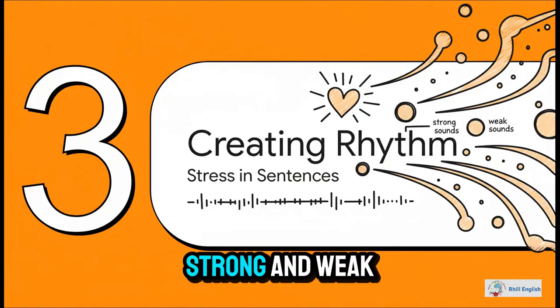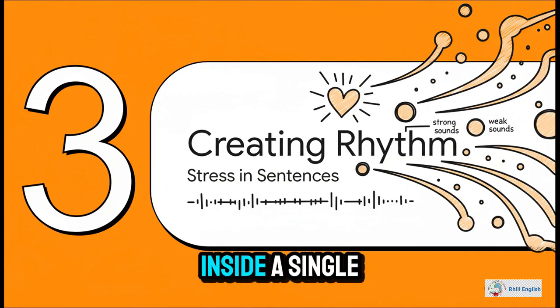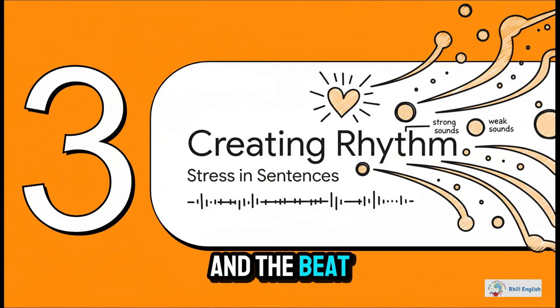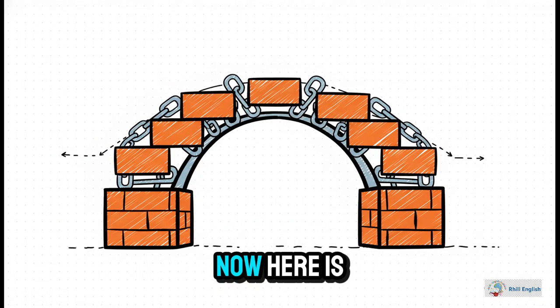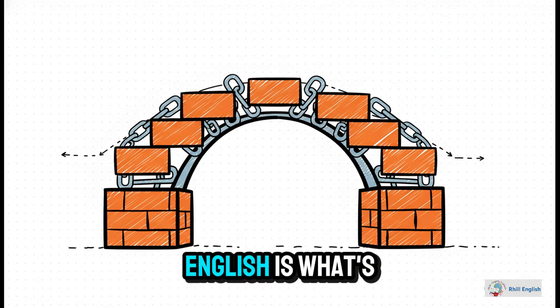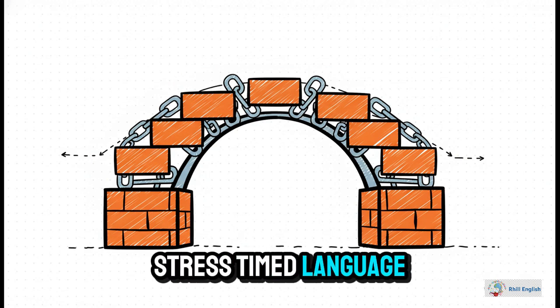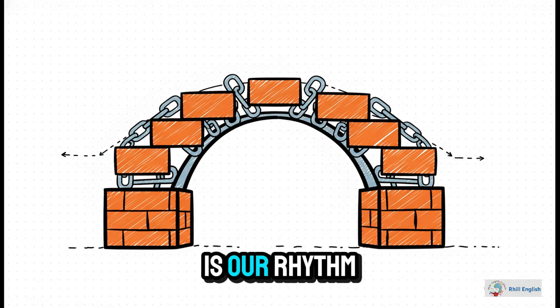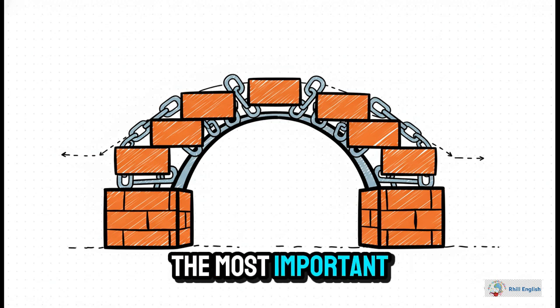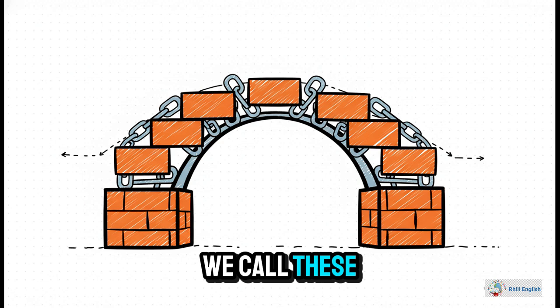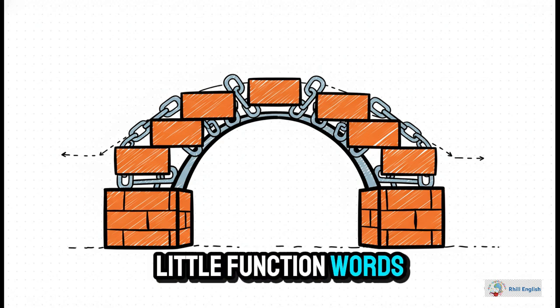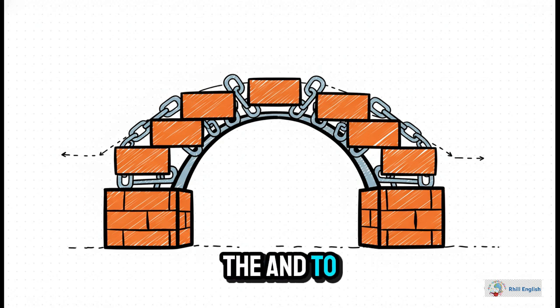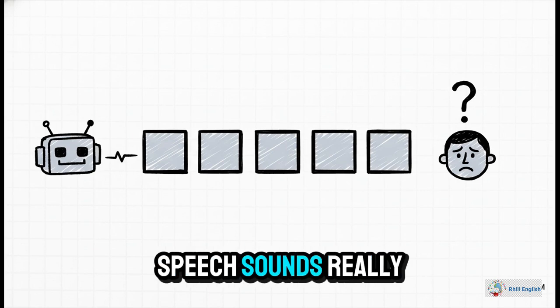Okay, so this idea of strong and weak sounds doesn't just happen inside a single word. It actually scales up to create the entire rhythm and the beat of an English sentence. Now, here is a really crucial point. English is what's known as a stress-timed language. What that means is our rhythm comes from stressing the most important words in a sentence. We call these content words, the ones that carry the meaning, like nouns and verbs. And all the little function words, like the, and to, they just get squeezed and unstressed. If we don't follow this rule, speech sounds really unnatural.